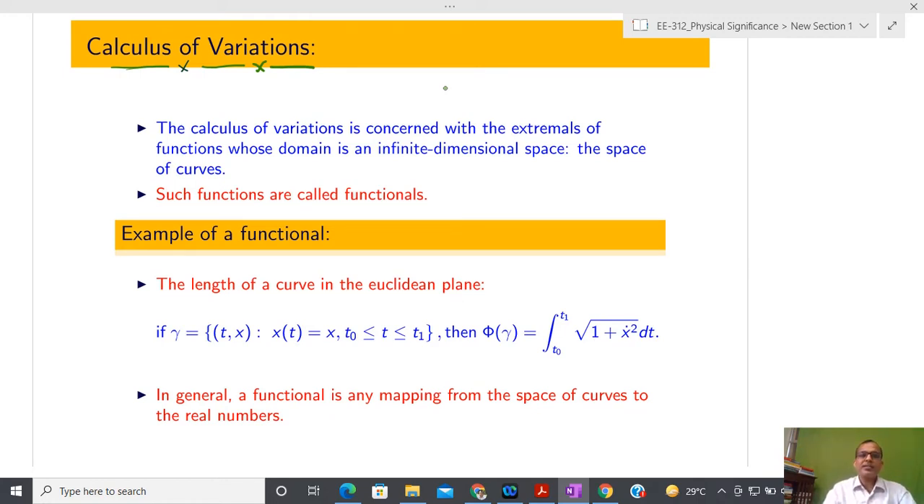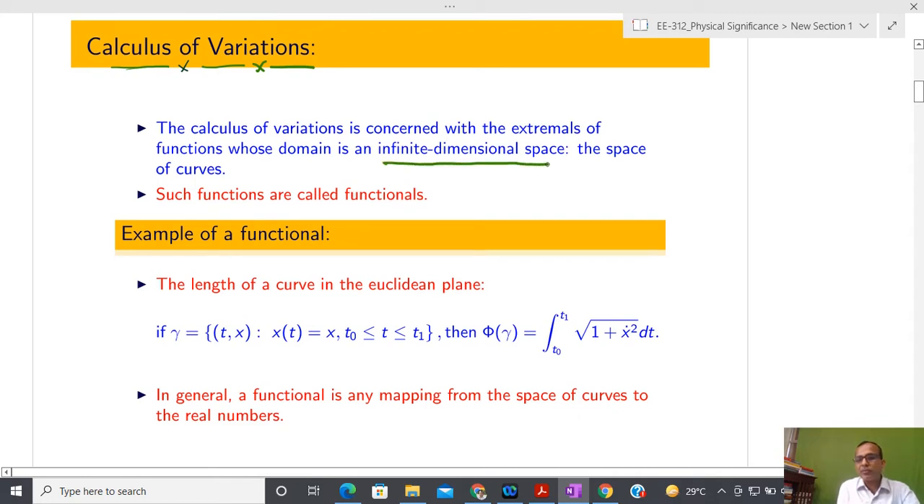Okay, so let us try to see what is the meaning of calculus of variation. The calculus of variation is concerned with the extremal of functions whose domain is an infinite dimensional space. You can see that again spaces are involved here. If you don't have knowledge of vector spaces, then you are not able to understand what I have written here. So let us try to understand in layman language.